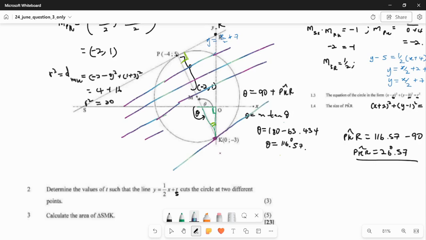Only once its value of t is -3, because at this point we have a straight line graph defined by half x plus the value of t, which should be -3. So that's our value of t for this last line. However, this line does not satisfy our requirement because it's supposed to cut the circle twice. So that means our tangents are not included.